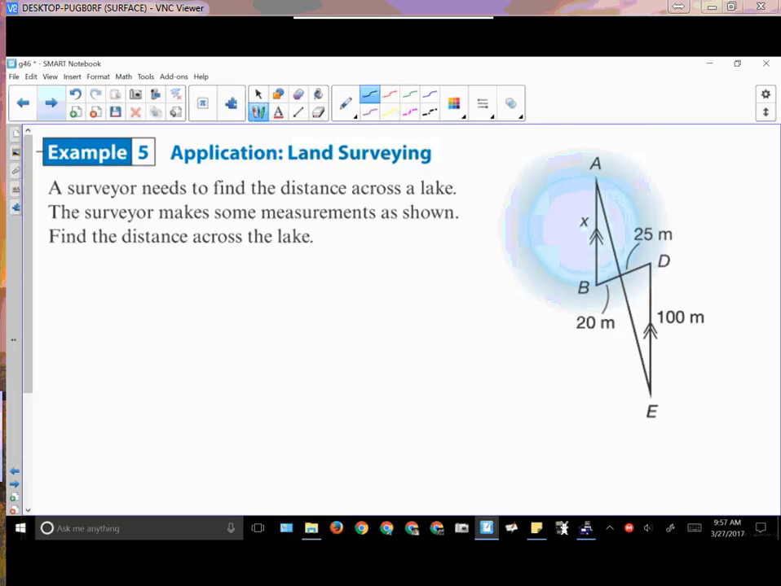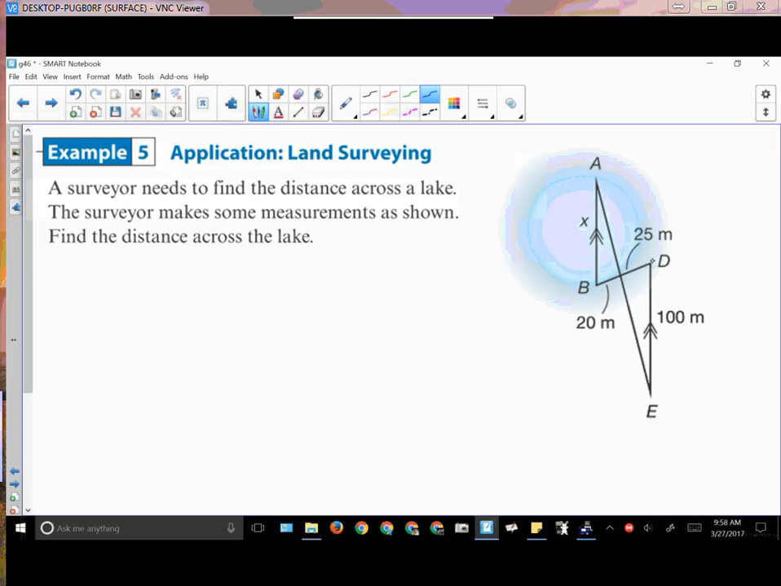Now, how this would actually get used, and it was used in this fashion when they went out and surveyed the United States. Works out rather well. Now, a surveyor needs to find the distance across the lake. Surveyor makes the measurements as shown. Find the distance across the lake. So what they did is they simply pick a tree or point on the opposite side of the lake. They pick one over here. They get their lines of sight measured in, and they figure out another line that they were able to do on the shore, which is what they did here, 20 meters and 25.